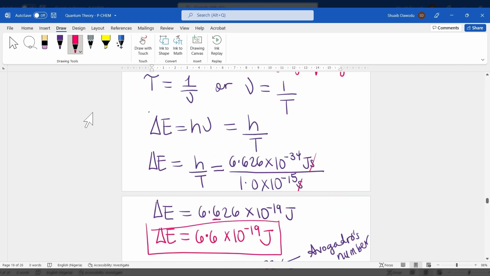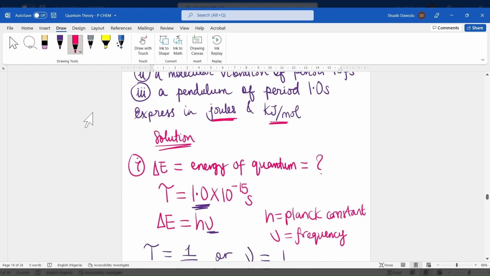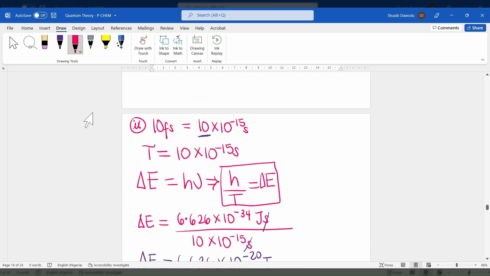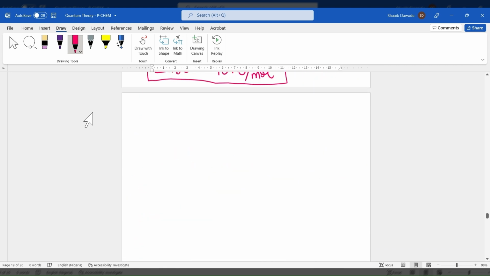So now let's do a third question, which is a pendulum of period 1.0 seconds, right? Now the pendulum of 1.0 seconds. This is very easy for us because we're not multiplying by this and multiplying by that. So the period here is 1.0 seconds. You already know the drill.